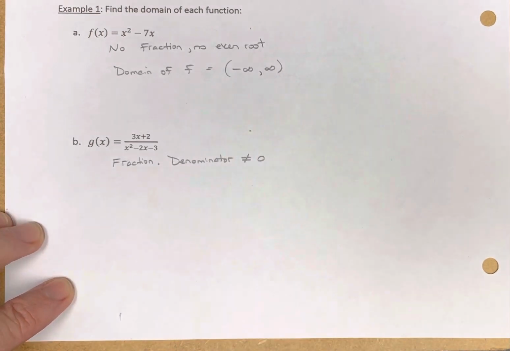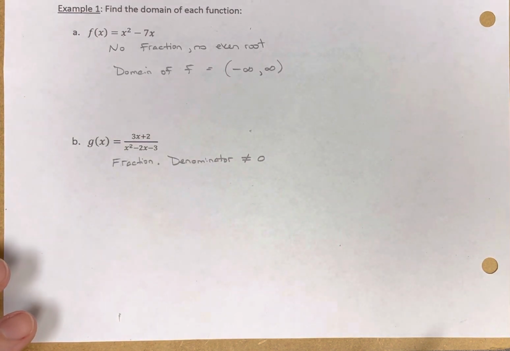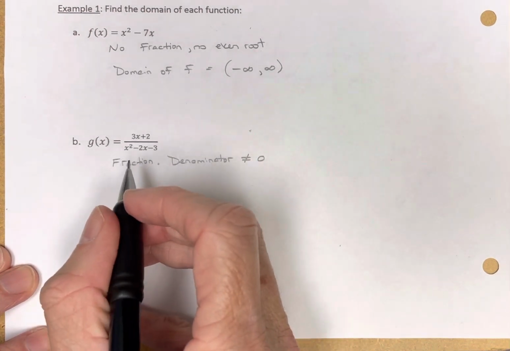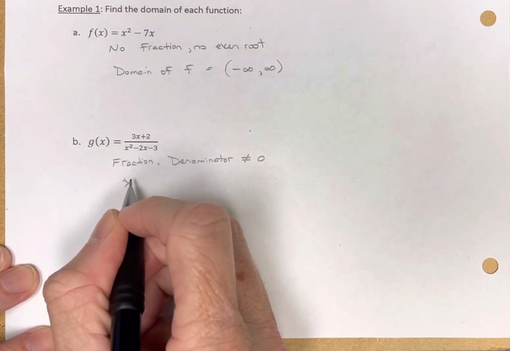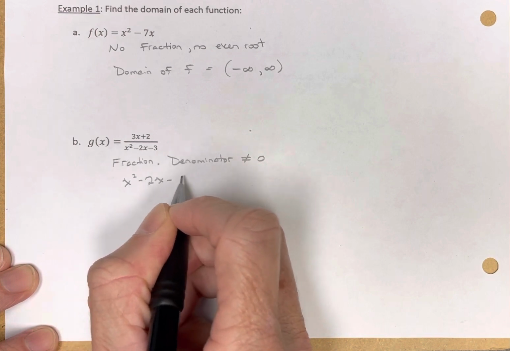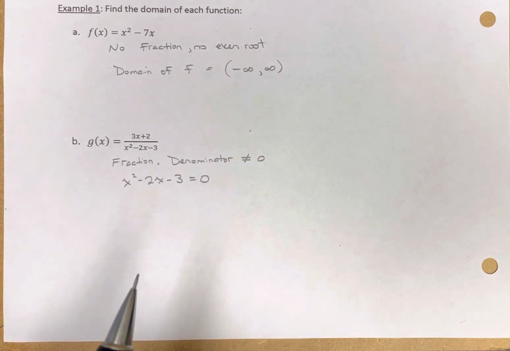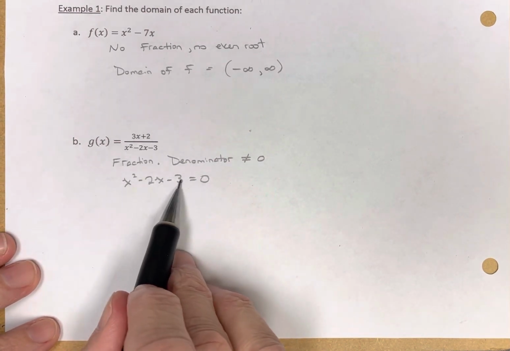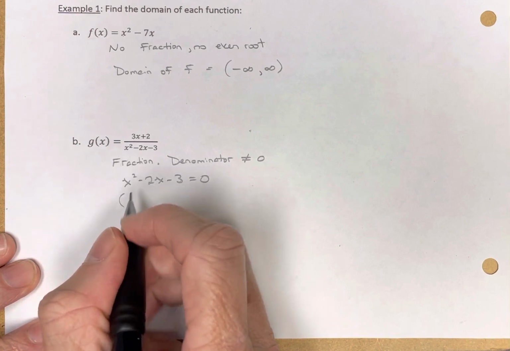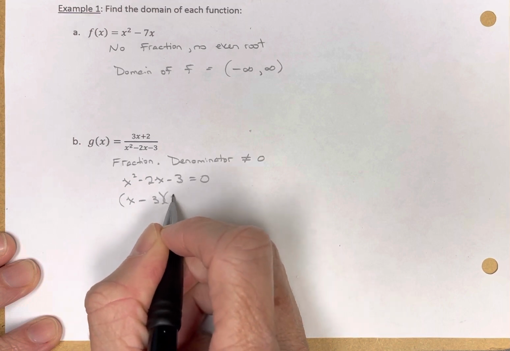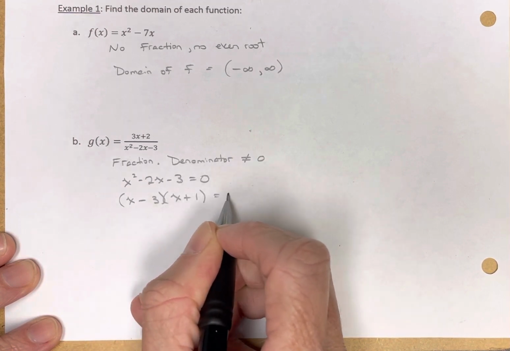So we want to focus on the denominator and see when it equals 0, because we know that those numbers are not in the domain. So we want to focus on that denominator, x squared minus 2x minus 3. When is it 0? Well, this is a quadratic, and it's actually a factorable quadratic, and I've already done the math. This is factored as x minus 3 times x plus 1 is equal to 0.